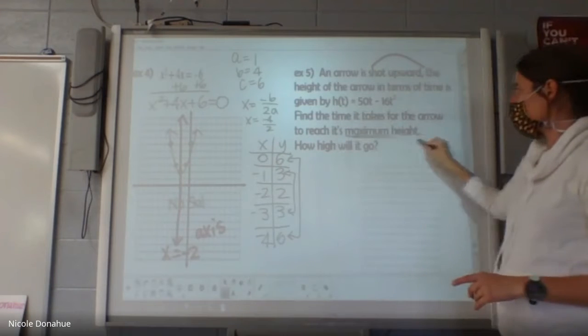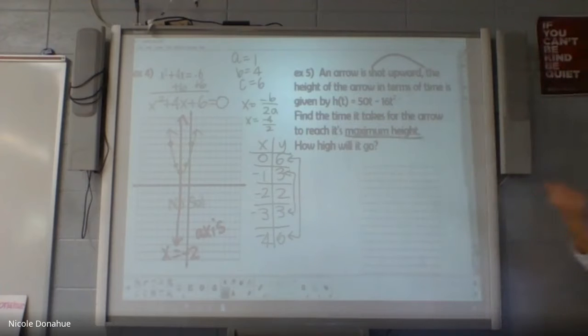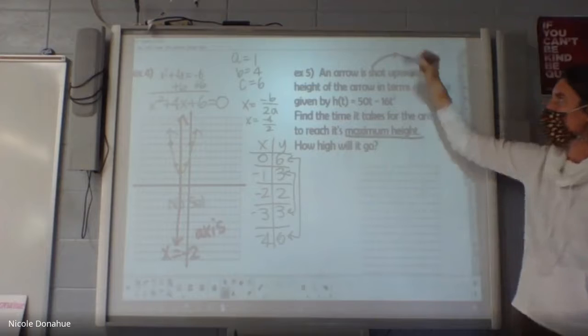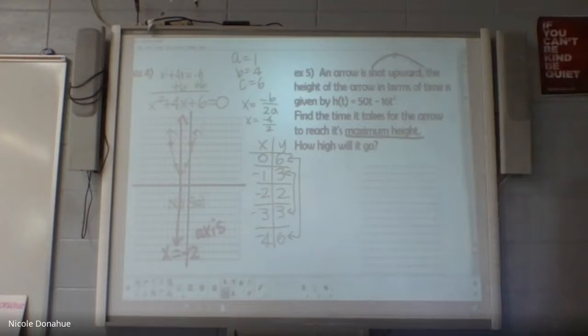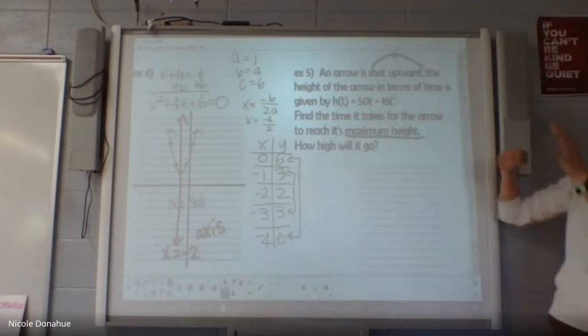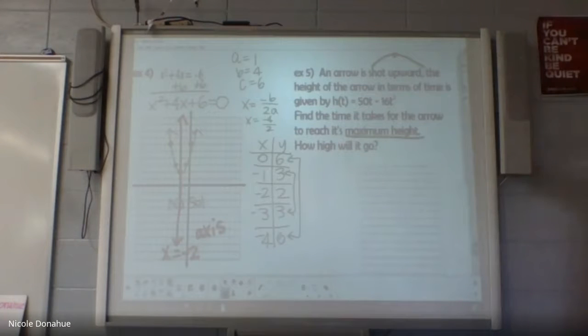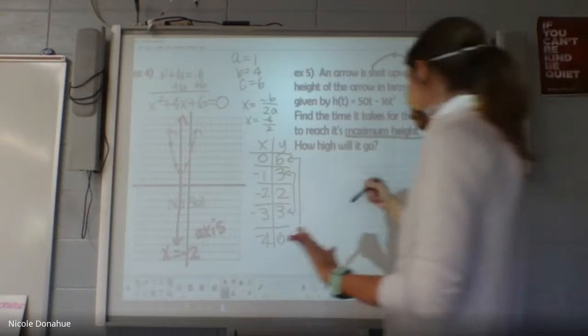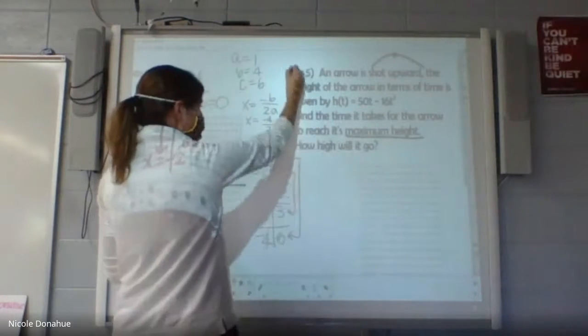So, maximum height, where do you think that's going to be on our graph? The top. What do we call that point? We have a name for that. It's called the vertex. The very top of our parabola, when the parabola is upside down, is called the vertex, just like the very bottom is called the vertex. So we want to find the vertex of this parabola.